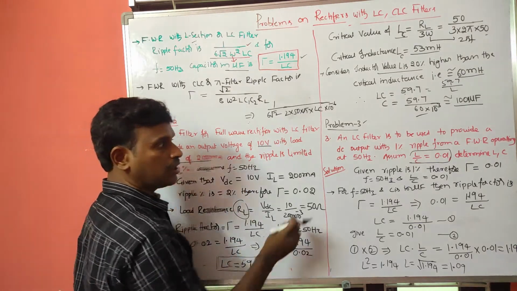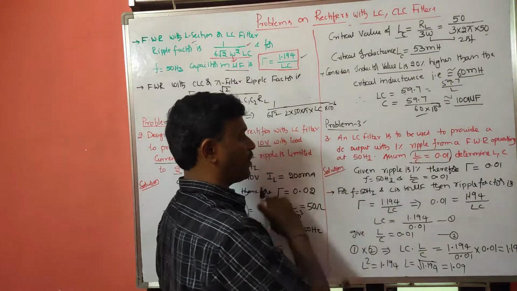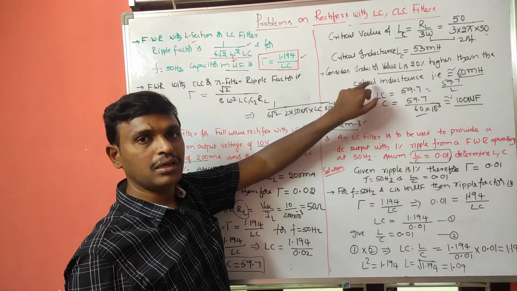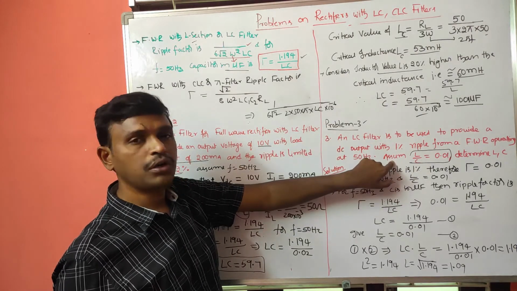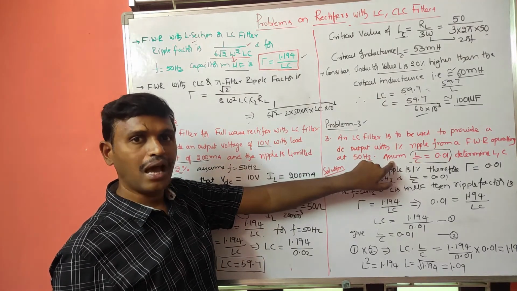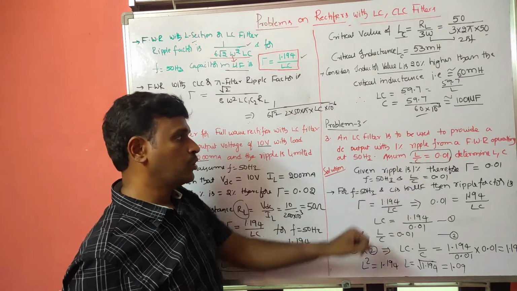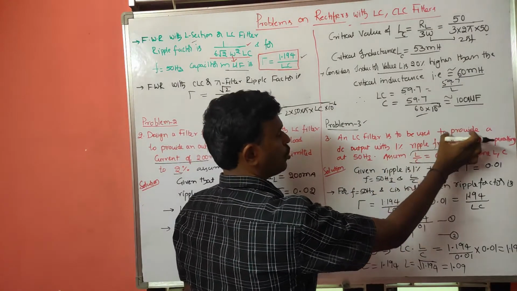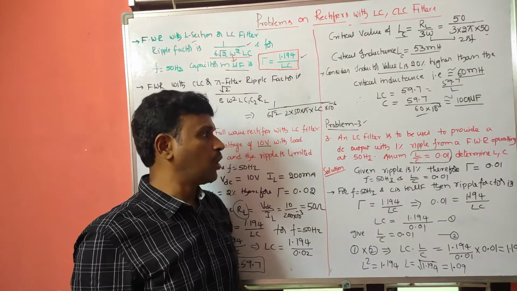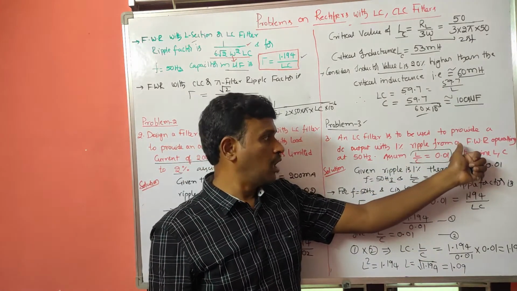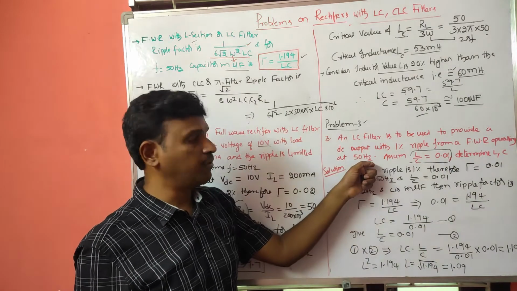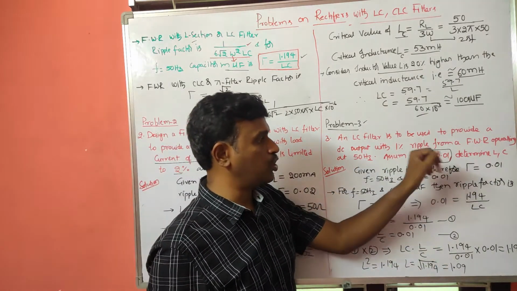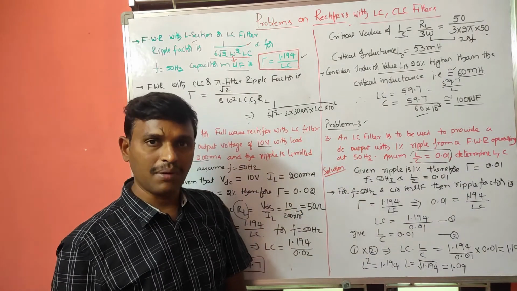That's why we considered the critical inductance value to calculate the actual inductance and capacitance values. But in this third problem, I am differentiating the two problems: there we have taken the critical inductance, but here we have directly given the relation between L and C. So what is that? Problem number 3. An LC filter is to be used to provide a DC output with 1% ripple factor, from a full wave rectifier operating at 50 Hz. Assume that L by C is equal to 0.01, then determine L and C.